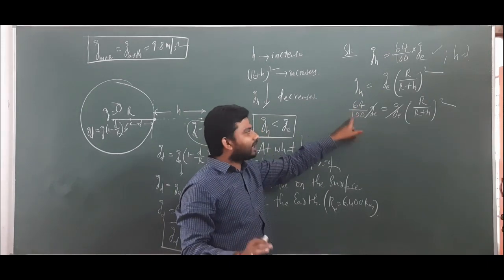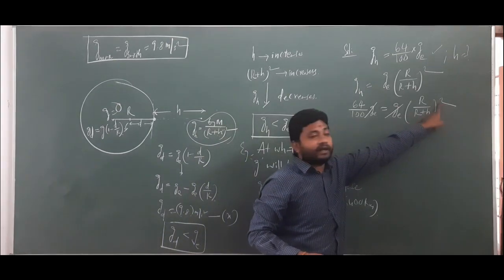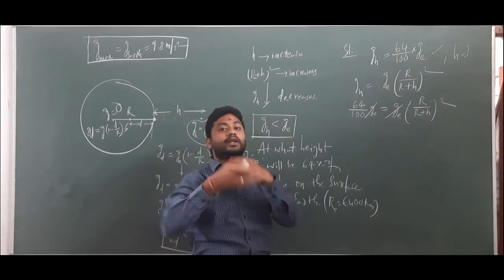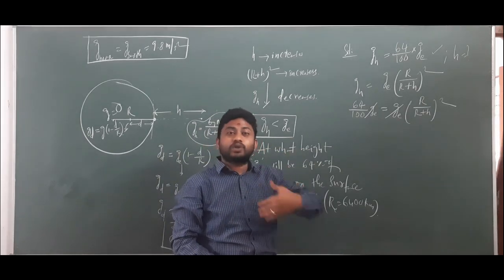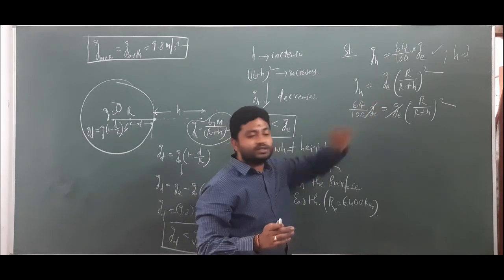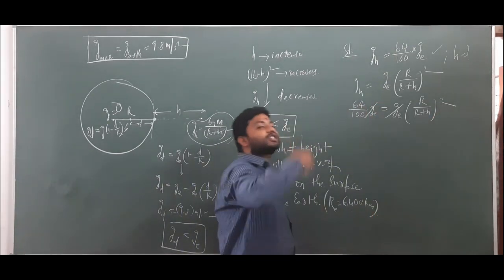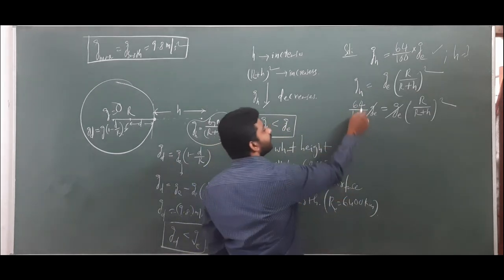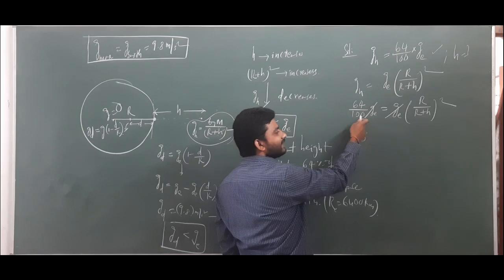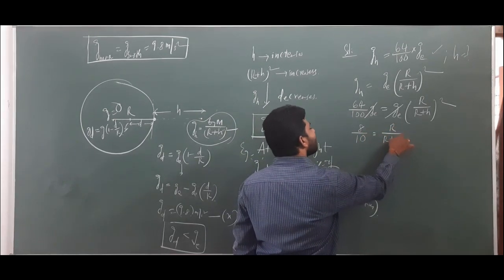Understand? 64 and 100 values are high, and this square is also there. So solving equations having squares will be difficult for us. We need to simplify the given statement. That's the reason, to avoid this square, we apply square root on both sides. Then that will be 8 by 10, since square root of 64 is 8 and square root of 100 is 10, which is equal to r by r plus h.